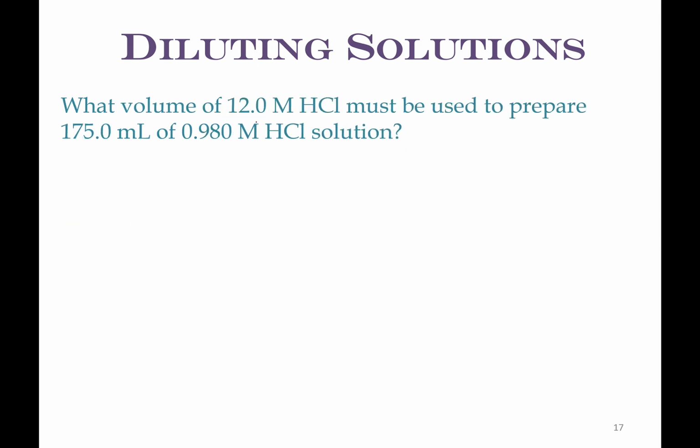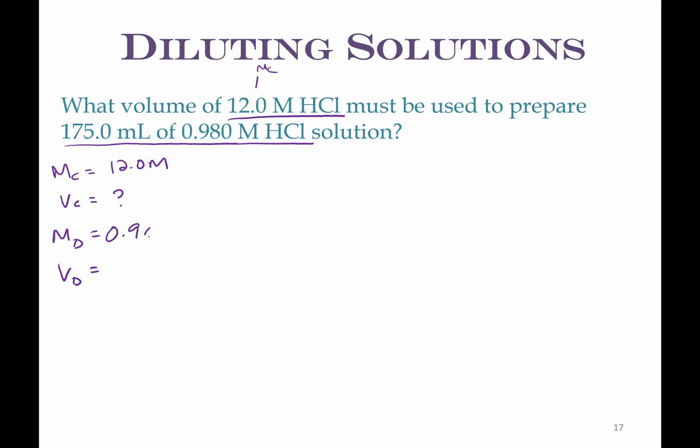What volume of 12 molar hydrochloric acid must be used to prepare 175 milliliters of 0.980 molar hydrochloric acid? So this is obviously more concentrated, so this would be the molarity of the concentrated. So MC VC is equal to MD VD. 12.0 molar. VC, what volume of that do we need? So we're looking for that volume. MD, this is the molarity of the dilute, 0.980 molar, and we need 175 milliliters of that.